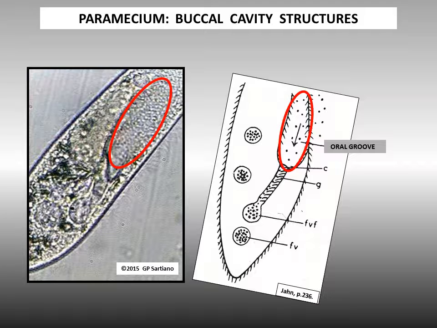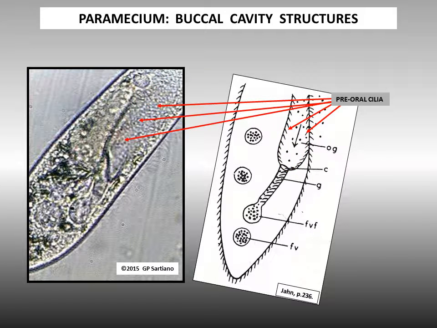Proceeding anteroposteriorly, the initial distinguishing feature of the ventral feeding pathway of the paramecium is the oral groove, here outlined with a pair of red ellipses. The oral groove is a concavity which extends somewhat more than halfway down the ventral midline of the organism. Its surface is covered with numerous cilia, which direct flow into the buccal cavity. These cilia are known as the preoral cilia.